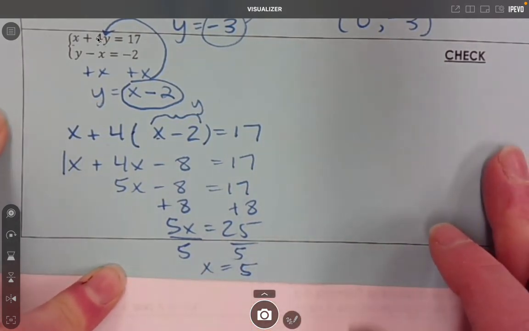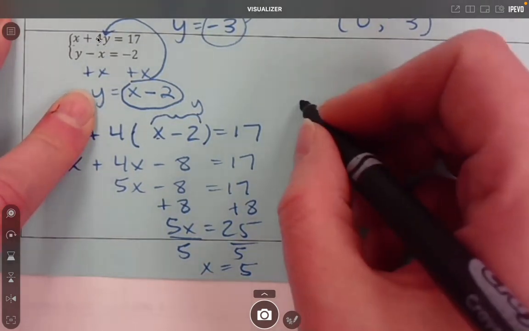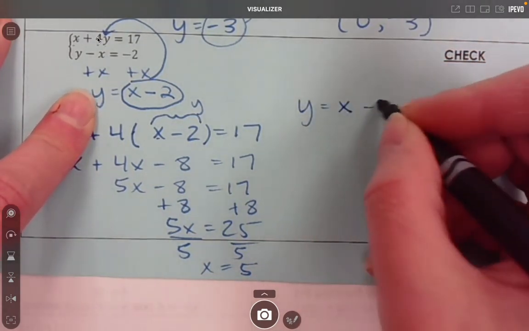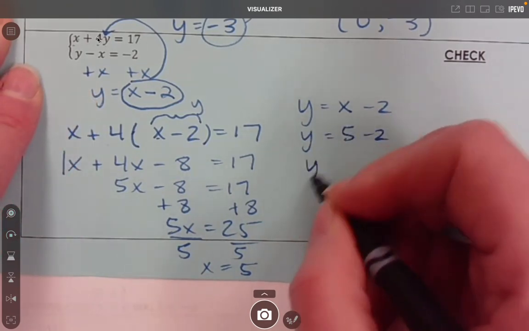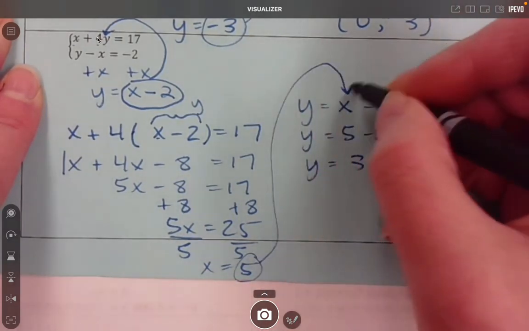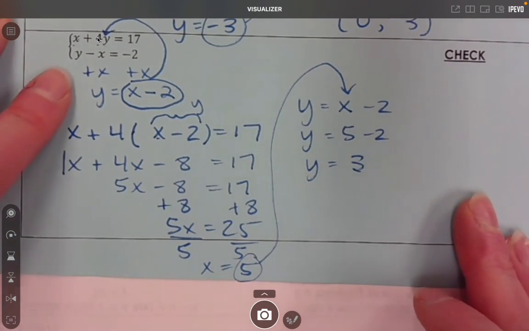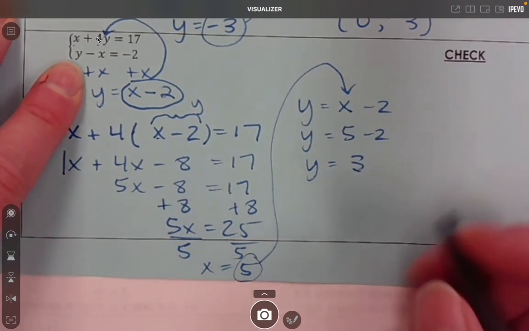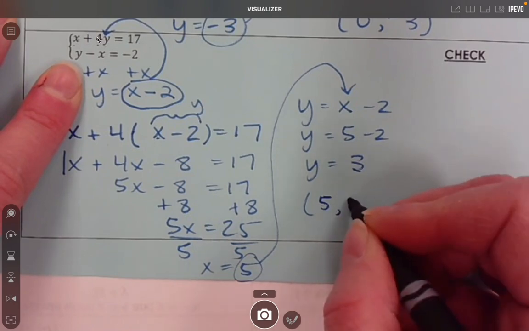All right, last step is to find our y, so we can have an ordered pair. So y equals whatever x is minus 2. So y equals 5 minus 2. Y equals 3. So whatever we get here, we're always having to do like a second stage of substitution there where we find our second letter. So let's go ahead and write it as an ordered pair. 5, comma, 3.